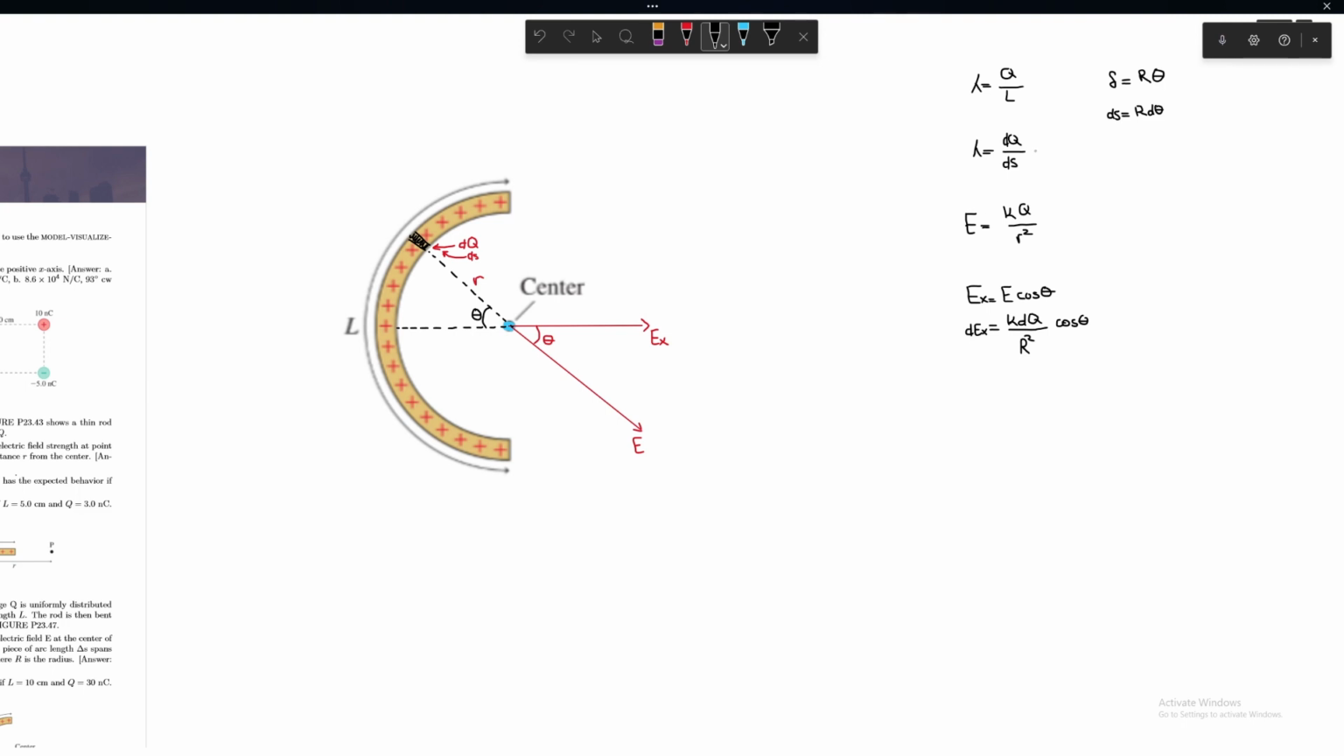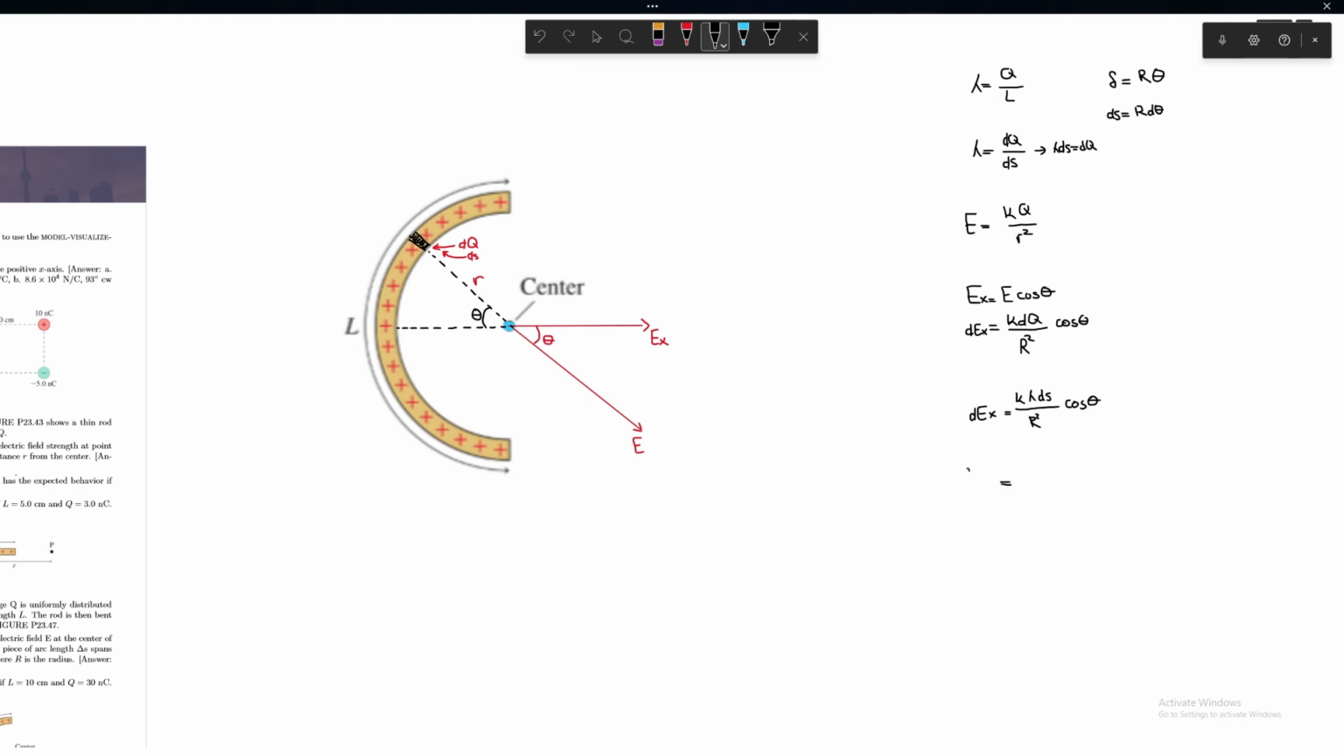My dq is the same thing as if I said lambda ds equals dq. I'm going to take that and sub it in. So all I get is dEx equals K lambda ds all over big R squared cos theta. Now, I have obviously a theta and I have a ds, so I can't really integrate this. But first, let's write out our integral.